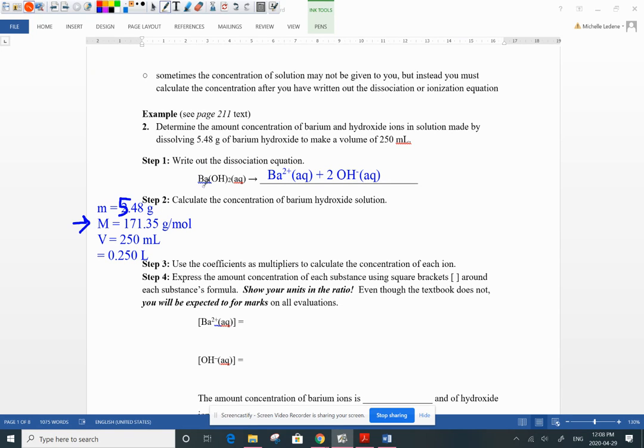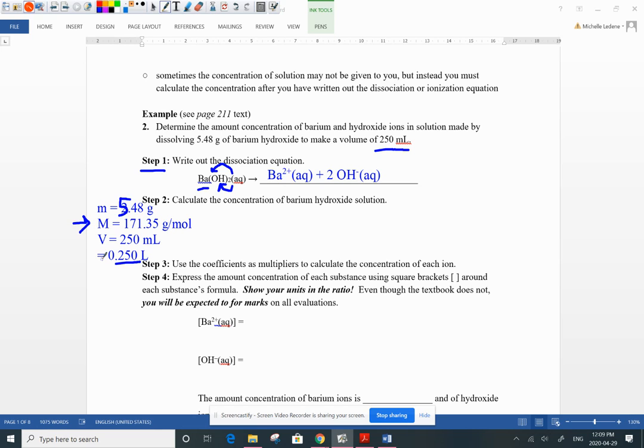So remember, you're looking at the barium, and then you have 2 oxygens and 2 hydrogens. You add them all up. There's the molar mass in grams per mole. And they've also given us a volume of 250 mL, but I want to convert that into liters, so I divide by 1,000. So next, I write out my dissociation equation.